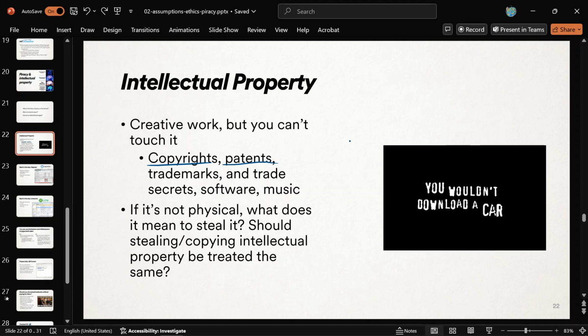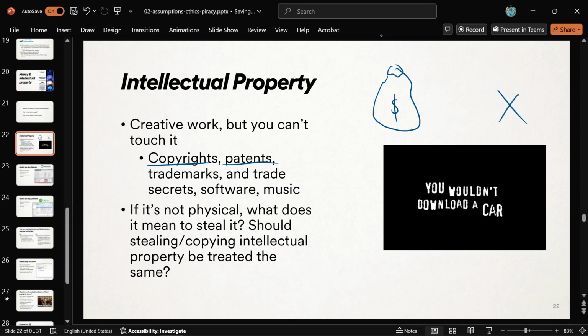Now the question is, what does it mean to steal it then if it's intangible? If this piece of intellectual property is not tangible, how do you steal it? Because that's very different from stealing something in real life. Should we treat it the same as stealing something in real life? Say you robbed a bank and you walked away with a giant bag of money. The bank no longer has that giant bag of money anymore, right?